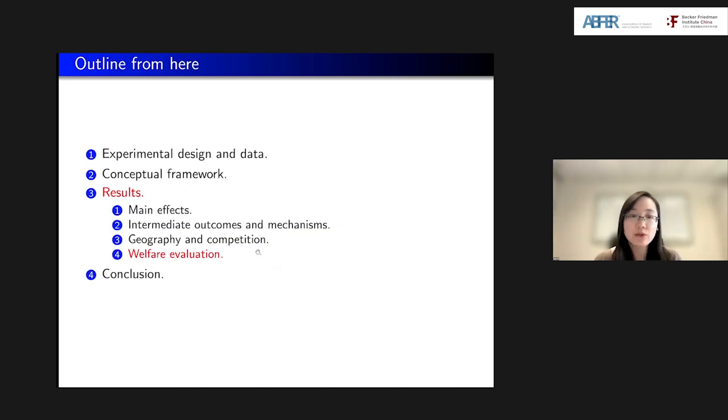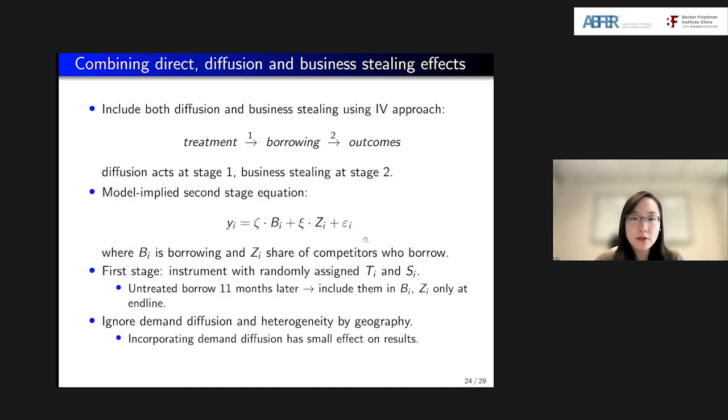So in the last part, we do a welfare evaluation. So in this part, we bring back the positive information diffusion effect, which was ignored in the previous empirical estimation. And specifically, we estimate this IV regression, in which we regress outcomes on firms' borrowing and share of competitors' borrowing, but we instrument those 2 variables using our randomized intervention. And here we ignore the demand diffusion from non-competitors, but incorporating it does not have big impacts on our results.